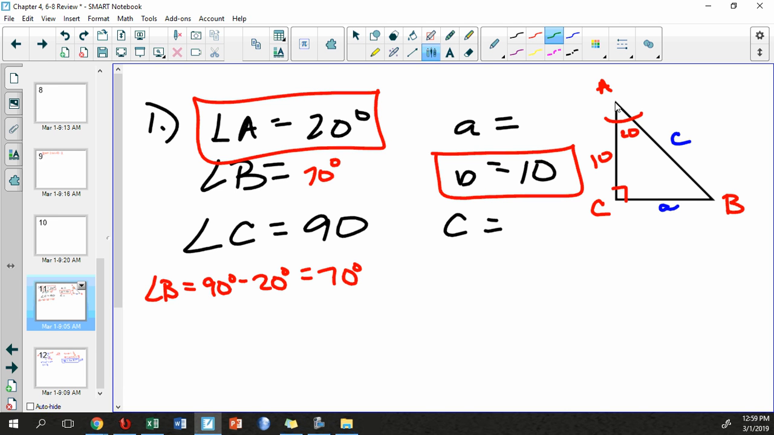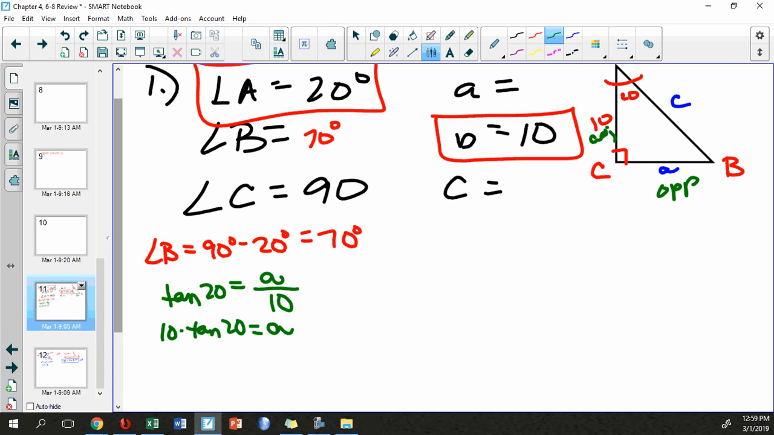So if I want to find side A, what is side A according to angle A? It is opposite. What is the given value B directly related to angle A? Adjacent. And can anybody tell me what trig function that deals with? So the tangent of 20 degrees is equal to my opposite, which is A, over my adjacent, which is 10. Would you all agree? So I have 10 times the tangent of 20 degrees is equal to A.